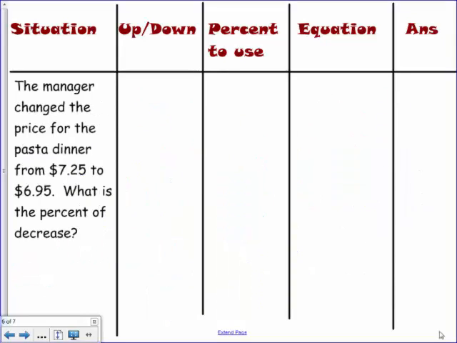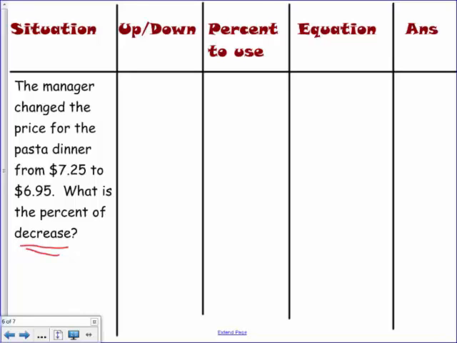The last thing we're going to look at is finding an actual percentage. In this case, as I read through the problem, it says the manager changed the price for the pasta dinner from $7.25 to $6.95. What is the percent of decrease? Okay, so there's a couple ways we can think about this.